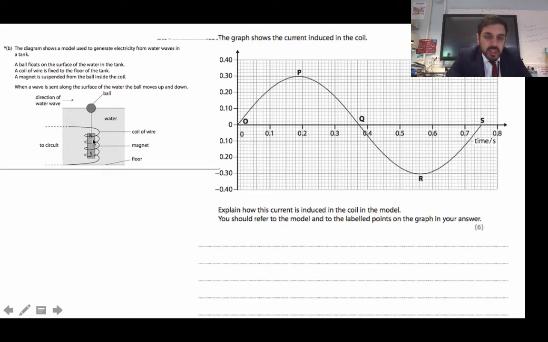Now think about it. What does the ball do as it moves up and down? It moves the magnet in between the wire. So what am I going to generate in that wire? A current. Now here's the graph.